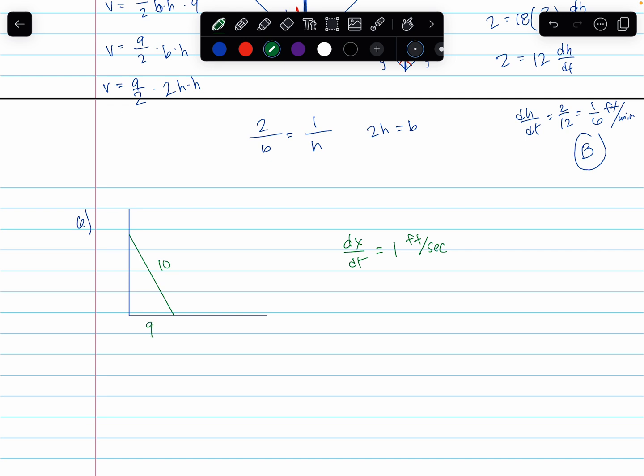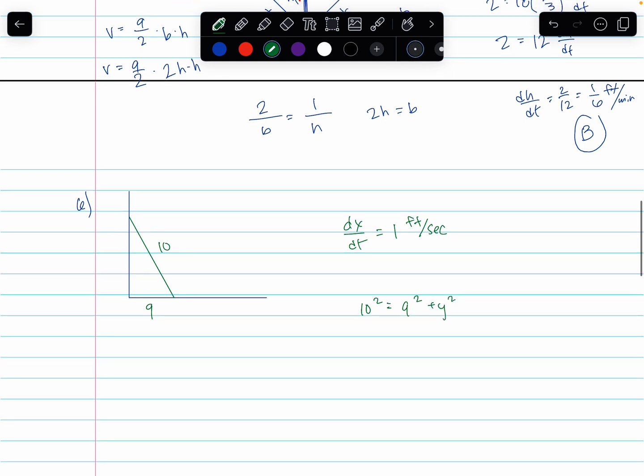So we're going to have to use some Pythagorean theorem. 10 squared is equal to 9 squared plus y squared. Then y squared is equal to 100 minus 81, and y is equal to the square root of 19. The question is about the distance between the top of the ladder and the ground and the rate, so we're trying to find dy/dt, right?